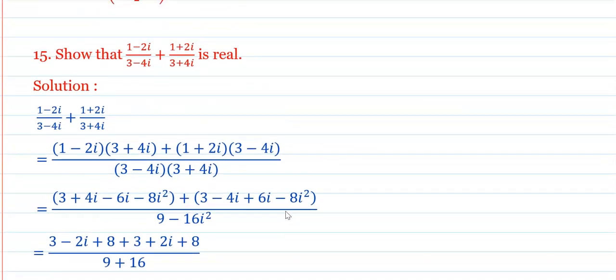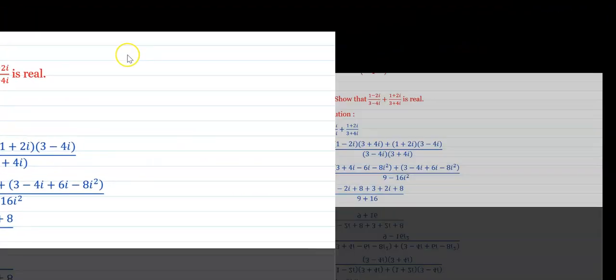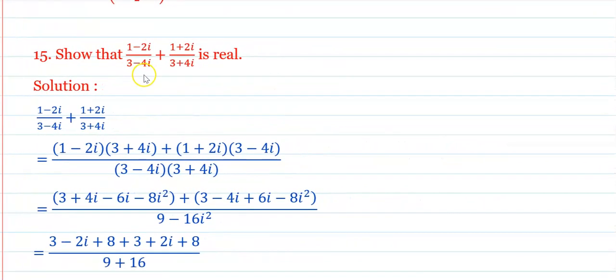Now the question number 15. Show that (1 minus 2i) upon (3 minus 4i) plus (1 plus 2i) upon (3 plus 4i) is a real number. Okay. (1 minus 2i) upon (3 minus 4i) plus (1 plus 2i) upon (3 plus 4i). It is a cross multiplication करना. (1 minus 2i) into (3 plus 4i) plus (1 plus 2i) into (3 minus 4i) upon product of (3 minus 4i) into (3 plus 4i).